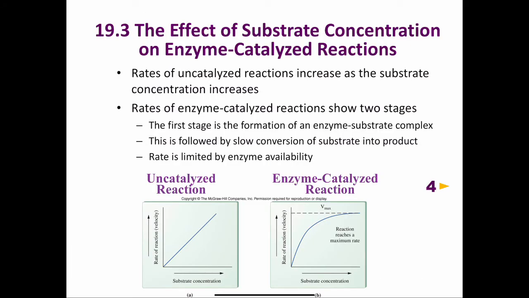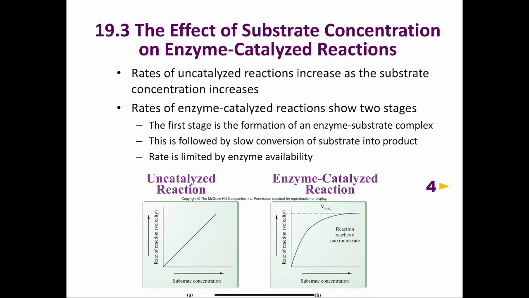Section 19.3 deals with the effect of substrate concentration on enzyme catalyzed reactions. So the rates of uncatalyzed reactions increase as the substrate concentration increases. For example, the rate of an uncatalyzed chemical reaction will often double if you double the concentration of the substrate. Therefore, as long as the substrate concentration is going up, there's going to be a direct increase in the rate of reaction. But for enzyme catalyzed reactions, this isn't the case. Although the rate of reaction is initially responsive to the substrate concentration, at a certain concentration of substrate, the rate of reaction reaches a maximum value. And that's what's shown here.